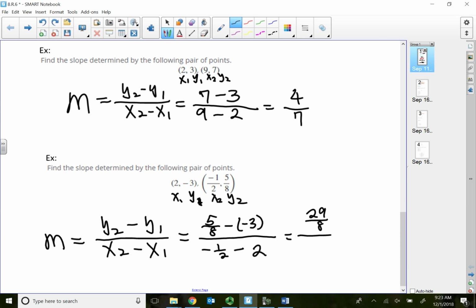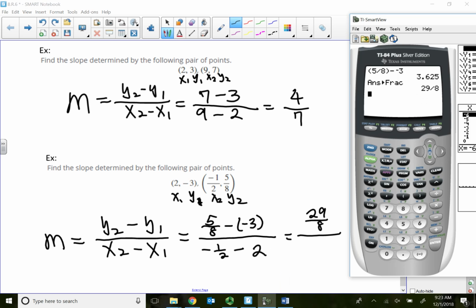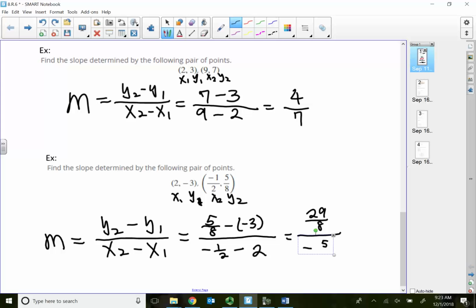All right, so that's my change in y. That's the distance between the two y values. So let's see what the distance is between these two x values. Negative half, let's say negative 0.5, minus 2, so it'll be negative 2.5. Convert to a fraction, that's negative 5 over 2.